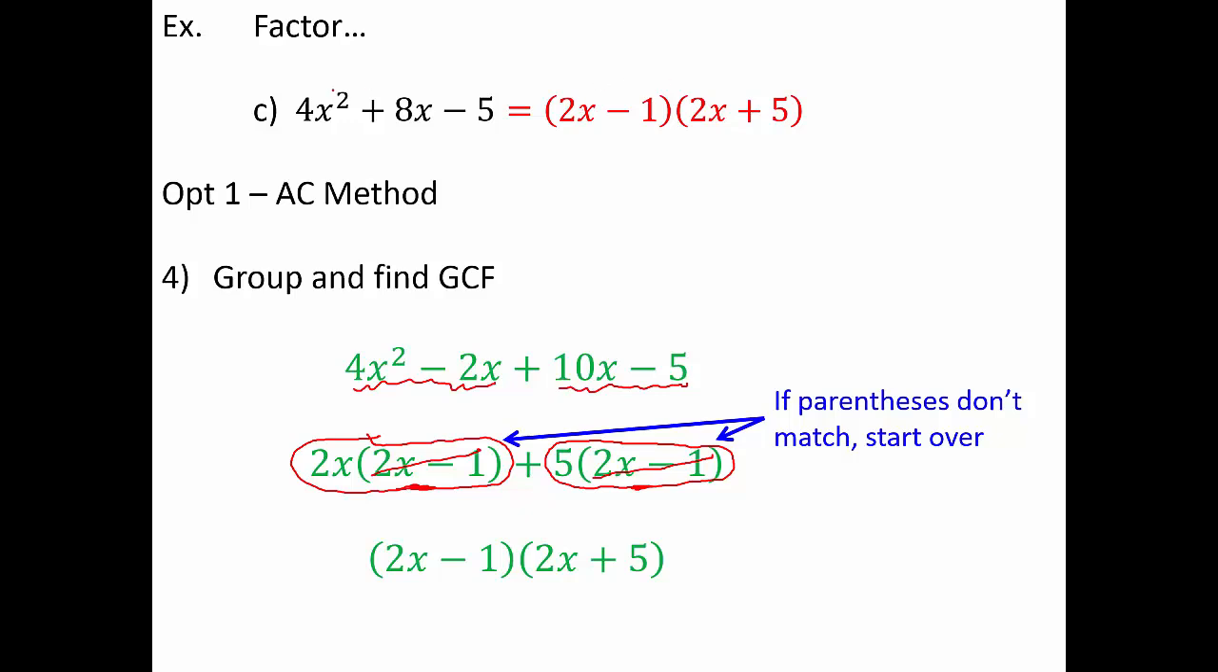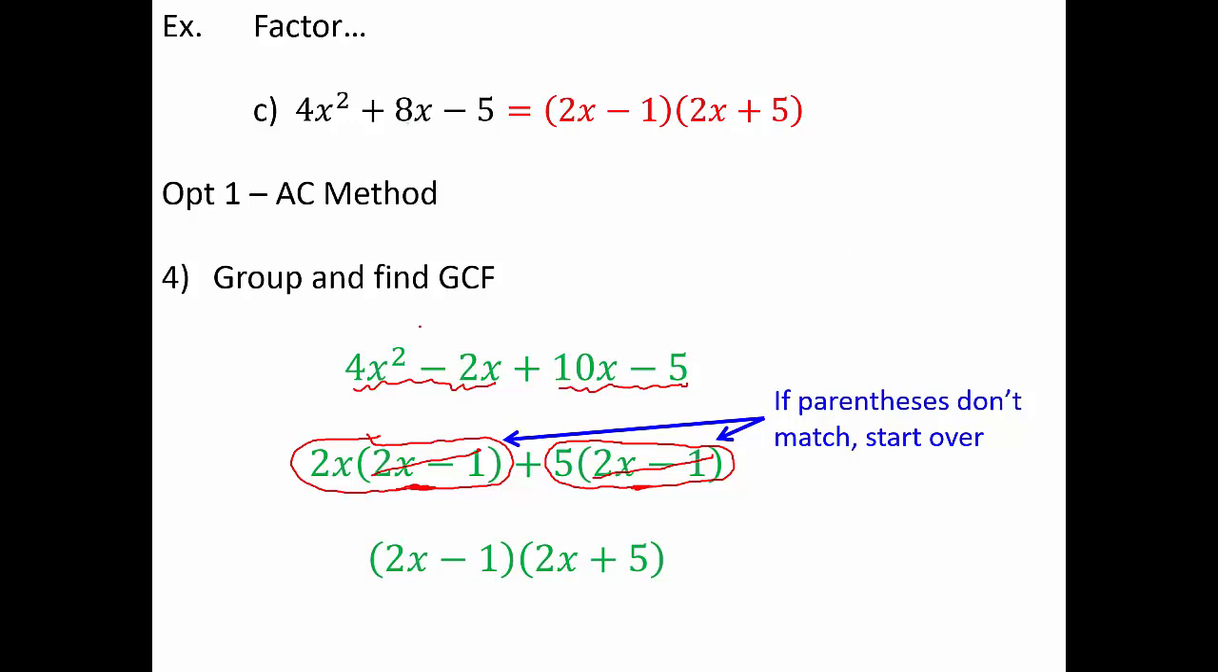2x times 2x gives me 4x squared. Negative 1 times 5 gives me my negative 5. And then the 2x times 5 would be 10x. Negative 1 times 2x would be negative 2x. And of course, 10x minus 2x gives me the 8x in the middle. I can always remultiply to check to make sure that I got the right answer.